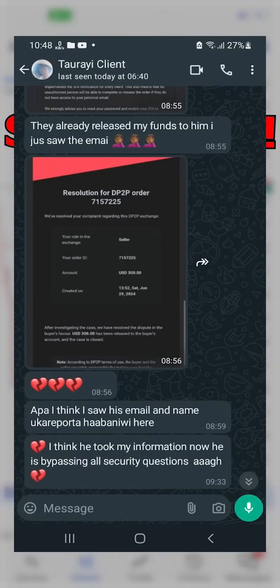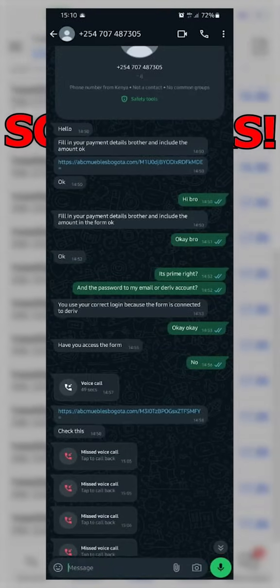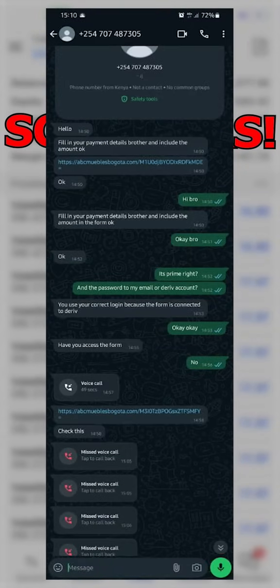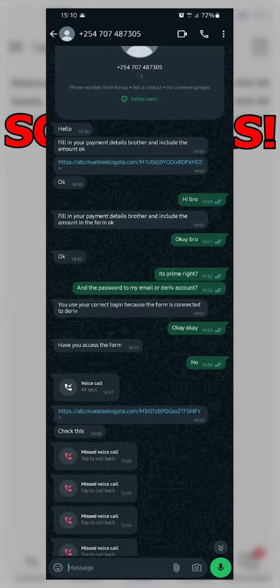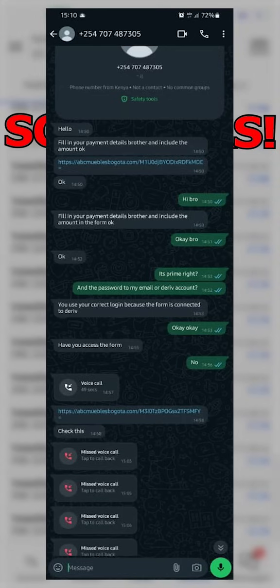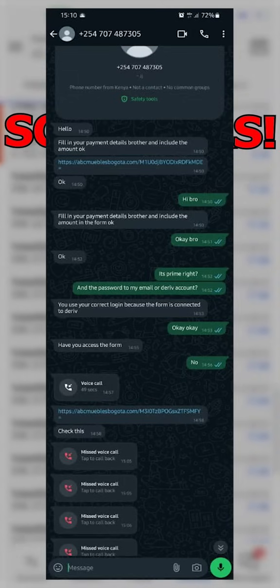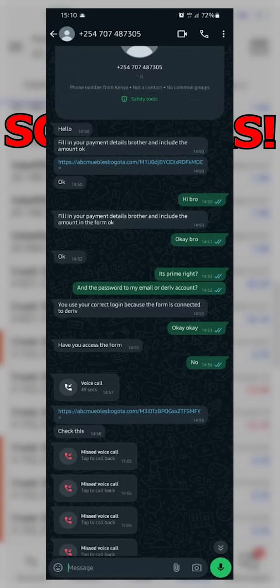I can cover all the details on how he managed to do so, but my client claims the scammer sent him a link, and after he clicked on the link, the scammer managed to get his Deriv account login details, and from there it's been hell. The scammer managed to grab some of the funds via P2P. It's a complicated issue. If you want more information, just hit me up.